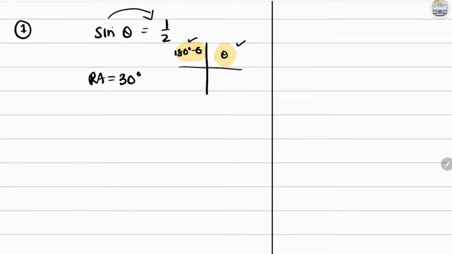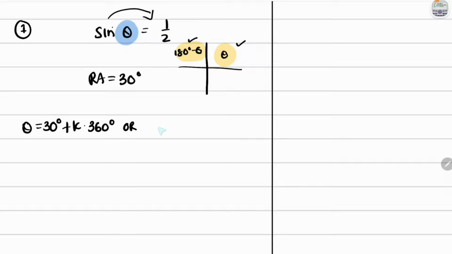So our first solution for theta, we would say theta is equal to, since the first solution was just theta on its own, the answer would just be your reference angle, and then you would say plus k of the amount of degrees that it takes for a sine graph to repeat itself. And the sine graph takes 360 degrees to repeat. So you'll say k of 360 degrees. That would be your first solution.